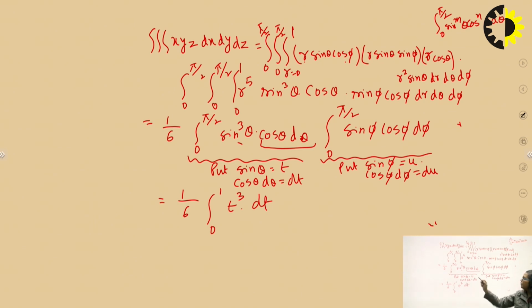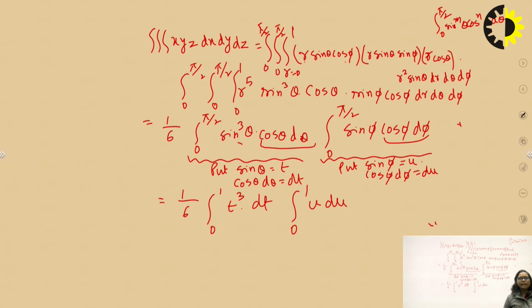Again the same, when I put the limit 0, sine 0 is nothing but 0, so the lower limit for u will become 0. And when we put pi by 2, sine pi by 2 is nothing but 1. So the upper limit for u will become equal to 1. So converting this integral in terms of u, I can write this is nothing but again 0 to 1. This is u, and cos phi d phi will become equal to du.